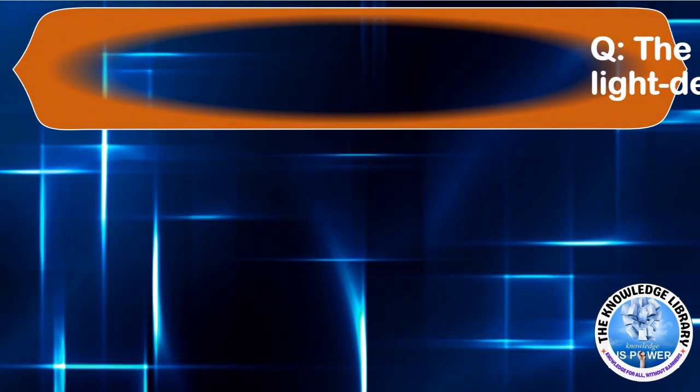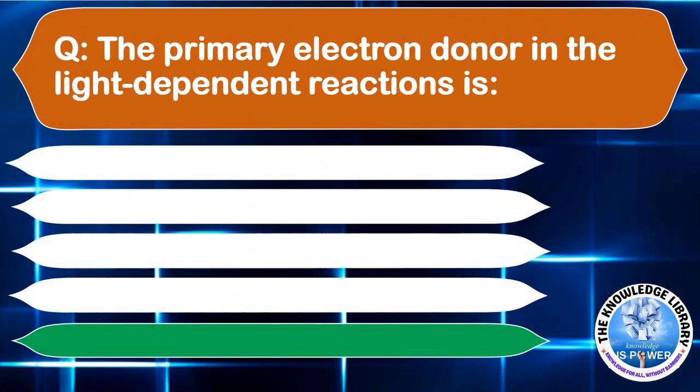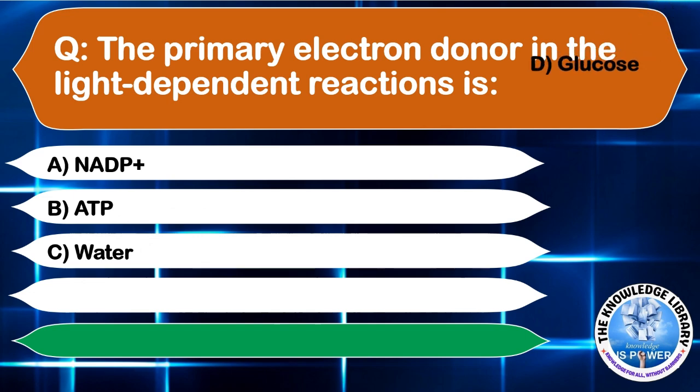Moving to the next question. The primary electron donor in the light dependent reaction is option A, NADP+, option B, ATP, option C, water, or option D, glucose. The correct answer is option C, water.